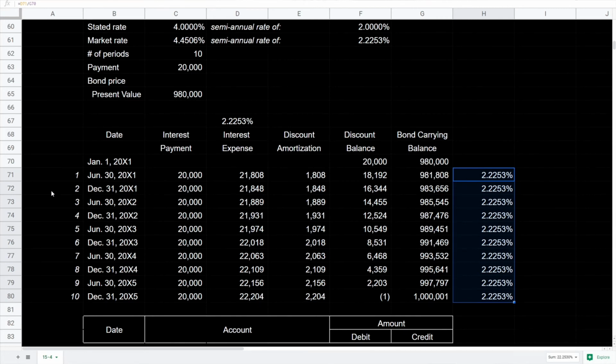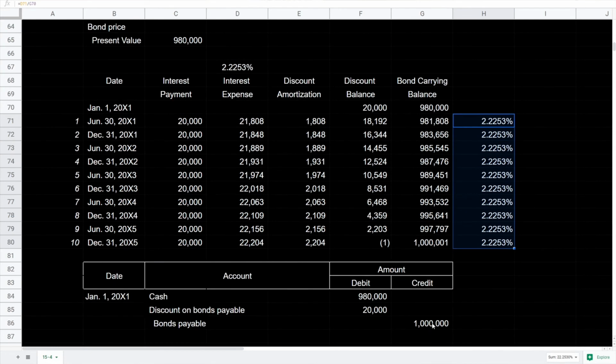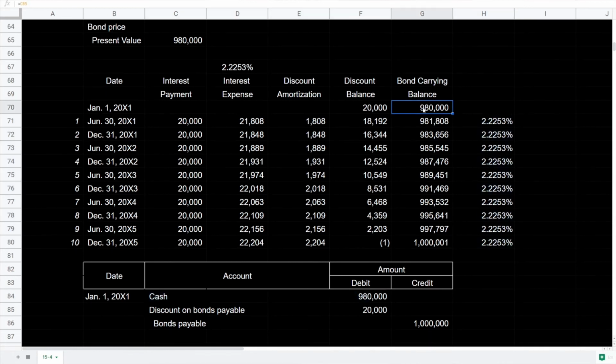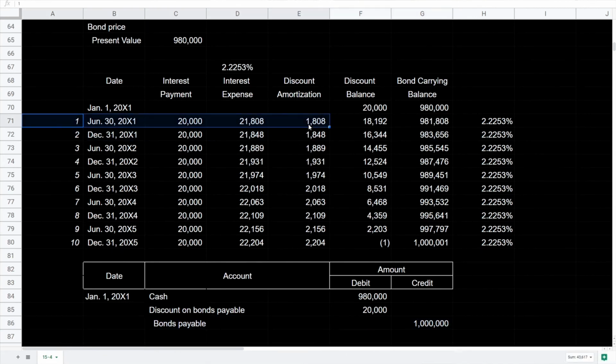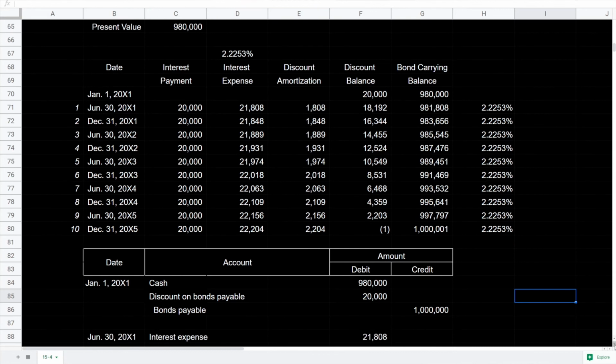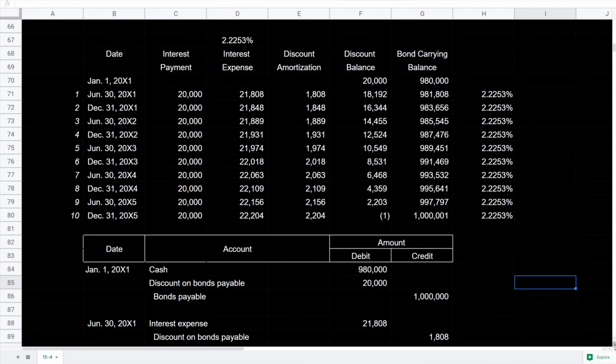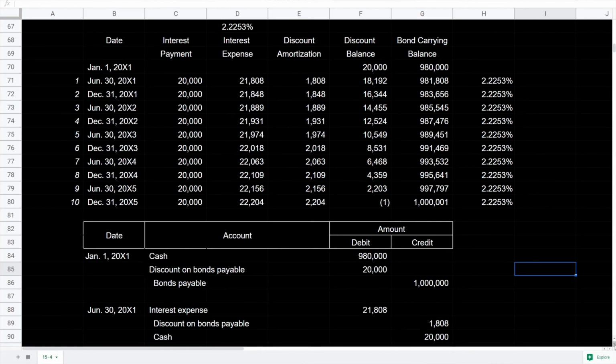Now we can go on to do some of the journal entries. So the first journal entry is going to be similar to 15-3. We debit cash for $980,000, we debit discount payable for $20,000, and we credit bonds payable for $1 million. On the first payment date, we should be able to get our numbers right from the table. Cash is $20,000, the interest expense is $21,808, and so the amount of discount that's amortized is $1,808. Debit interest expense $21,808, credit discount on bonds payable for $1,808, and credit cash for $20,000.